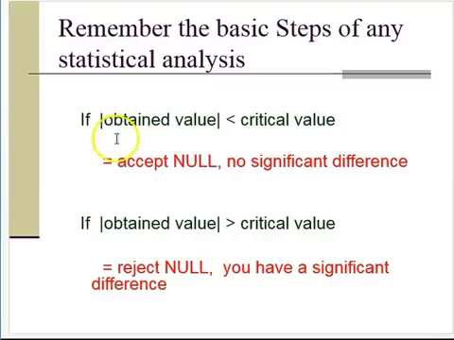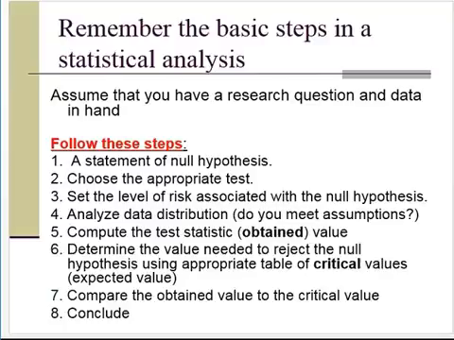So once you have that obtained value you've calculated, and you have the critical value that you've identified based on your significance threshold, you can compare the two. And if what you've calculated is less than that critical value, then you have to accept the null, and you have no significant difference. But if what you've calculated is more extreme than that critical value, now you know you can reject the null and you do have a significant difference. At that point, all that'll be left is for you to draw your conclusions and summarize those.